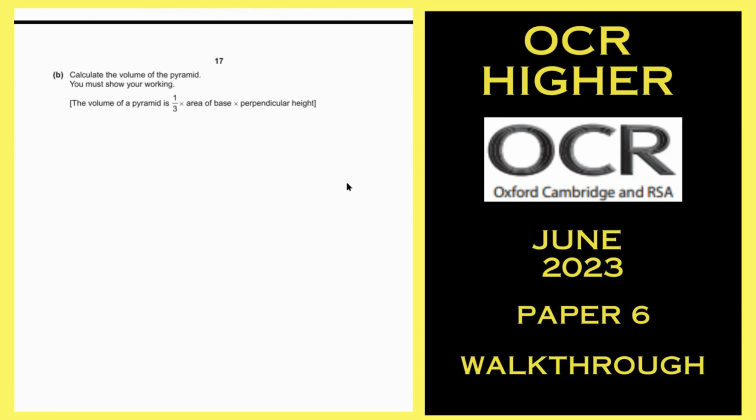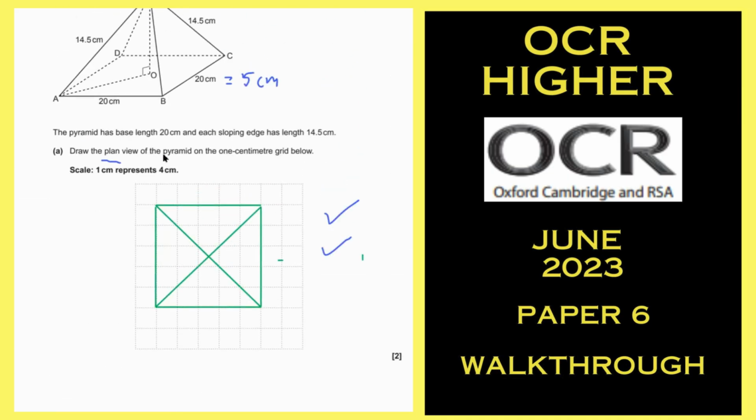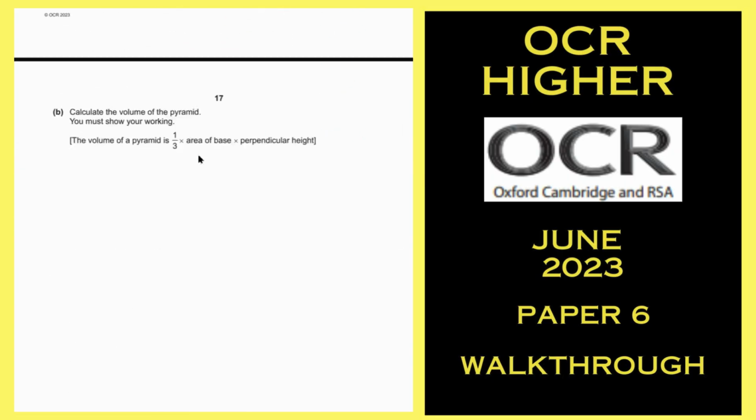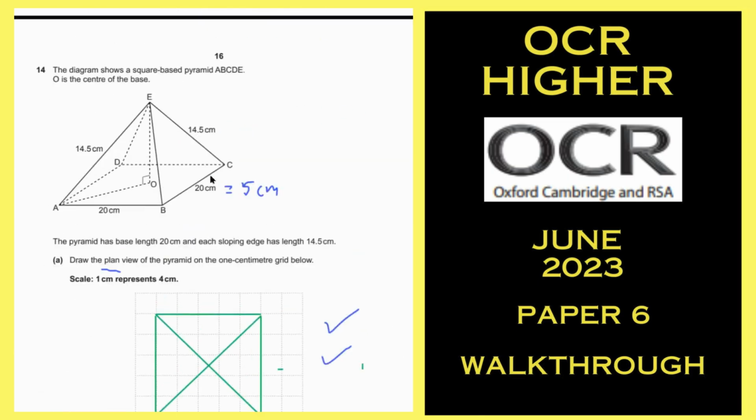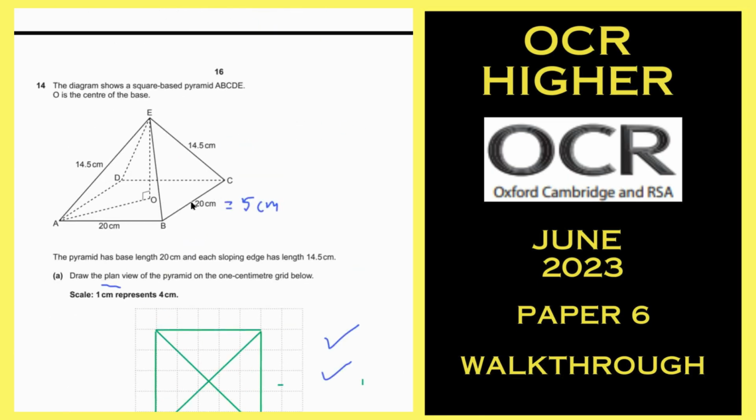On part B, calculate the volume of the pyramid, and they've given us the information there. Now, the easy bit is the 20 by 20 base. The volume of a pyramid, let's write it with some space. The volume of a pyramid is 1/3 times the area of the base, which is 20 squared, multiplied by the perpendicular height, A. We do not know the perpendicular height.